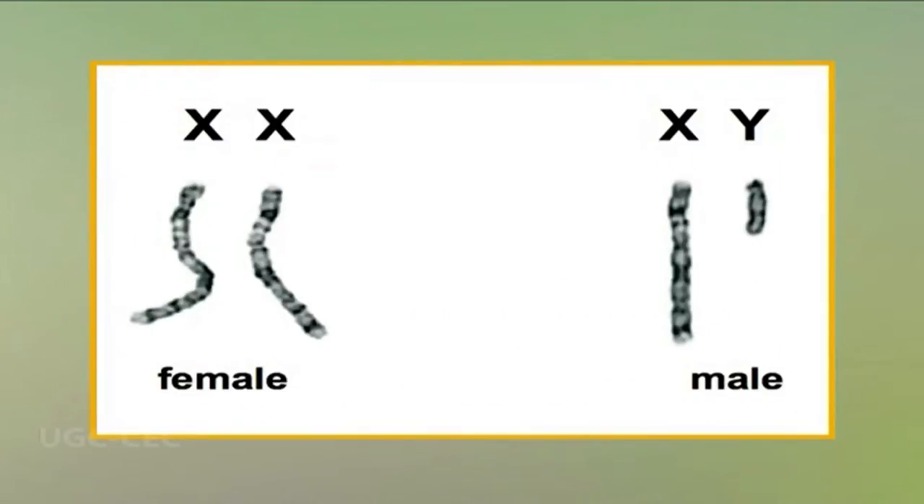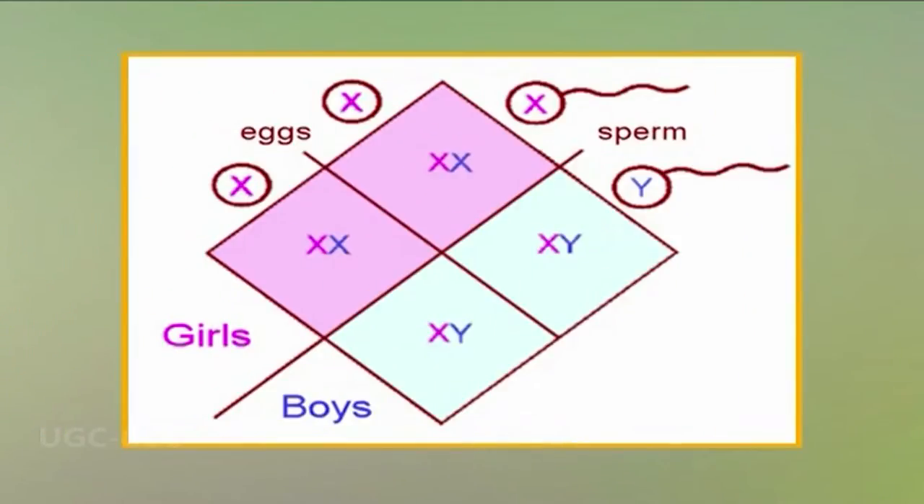Primary sex determination is the determination of gonads. In most cases, the female is XX and the male is XY. Every individual must have at least one X chromosome. Since the female is XX, each of her eggs has a single X chromosome. The male, being XY, can generate two types of sperm, that is, half bear the X chromosome and half the Y.